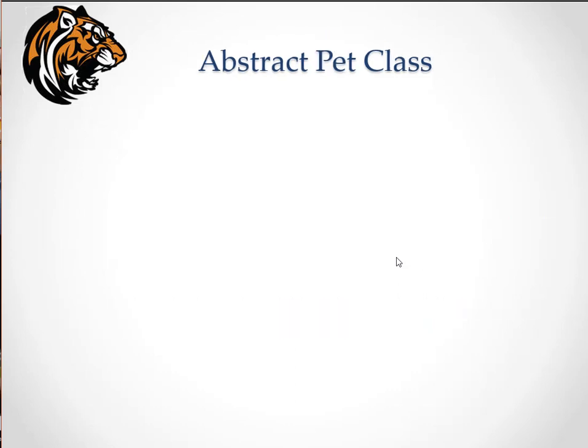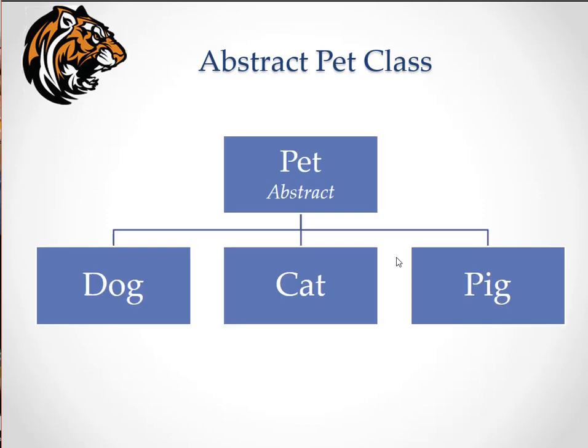All right, another example. Let's think about pets. Many of us have pets at home. You might have a dog, a cat, maybe even a pet pig. Okay, maybe not, but here we go. Here we have a hierarchy.